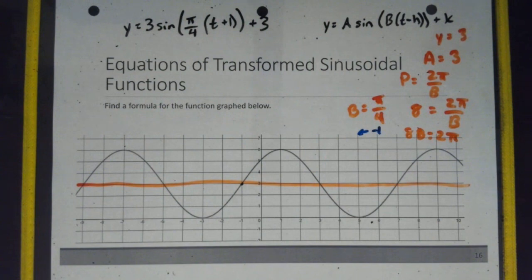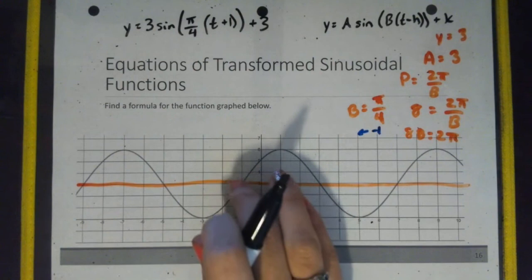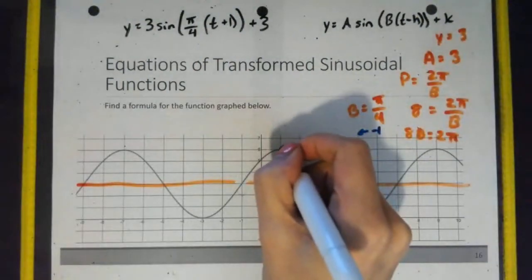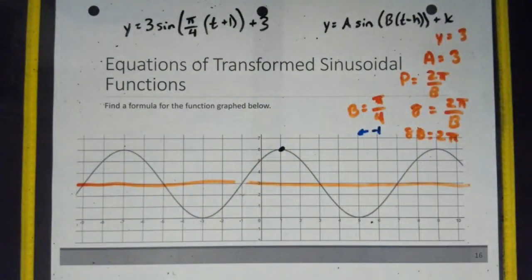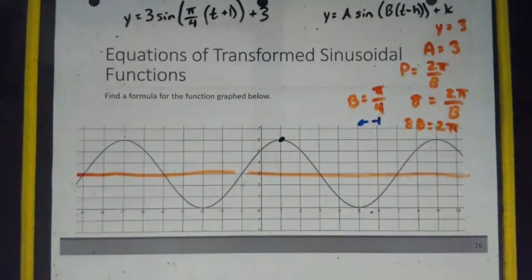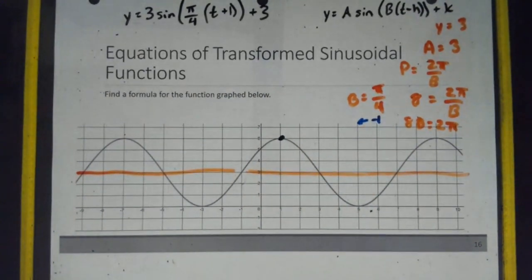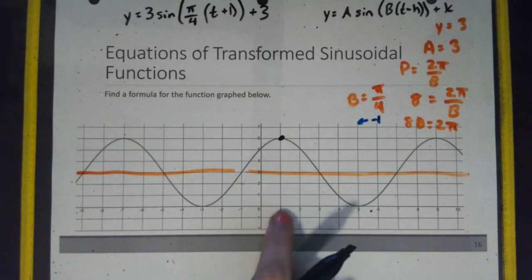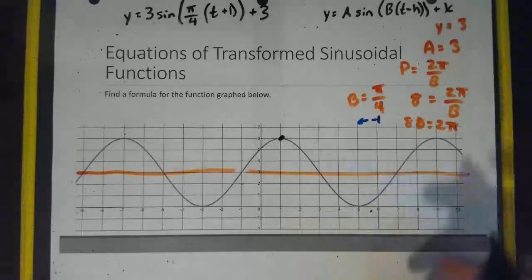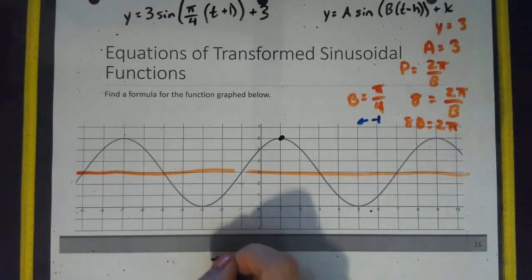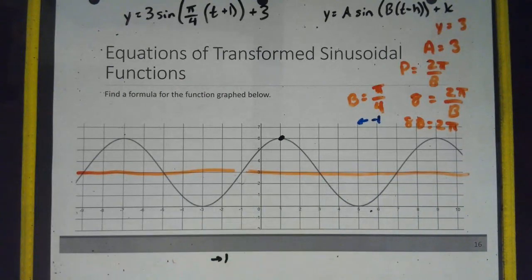I personally don't see it that way. I like cosine. I'm not sure why, because I see this as my starting point. I'm at the top of a hill. I know where that is. All of my values stay the same except for my horizontal shift. If I'm thinking of this as cosine, then I am starting 1 to the right from our normal spot, so I need a horizontal shift to the right of 1. Everything else stays the same.